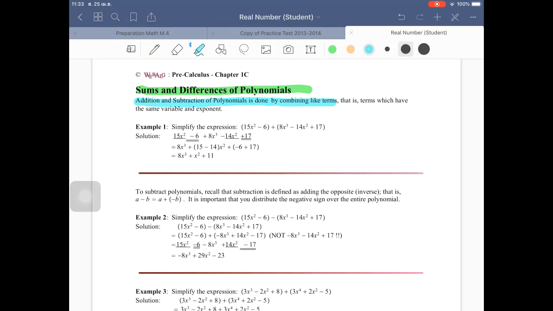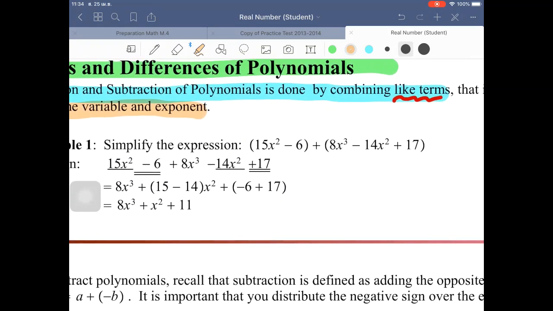What does it mean, like term? The word like term means same variable and exponents. The variable must be the same and the exponent must also be the same. That is called like terms. Okay, so after you add or subtract the polynomials, let's see this one, the first example.